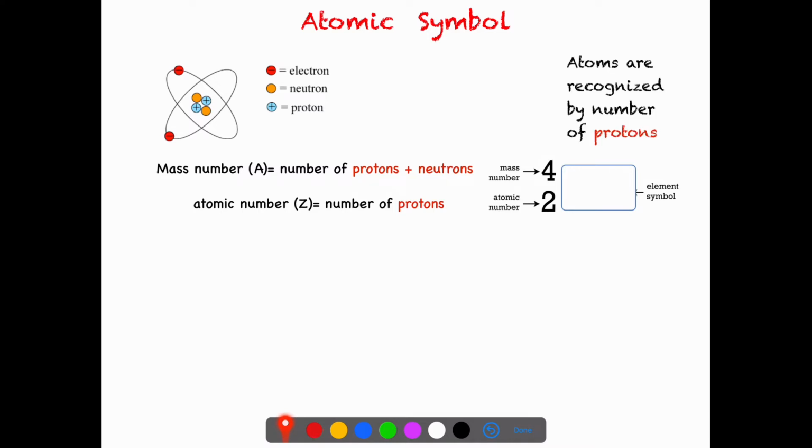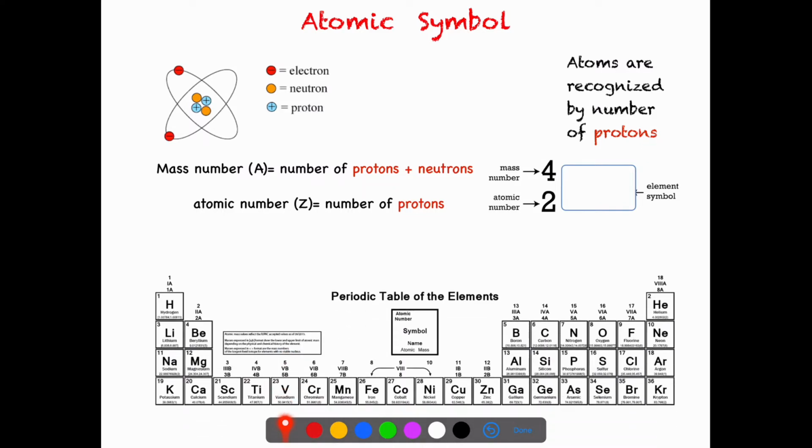Well, atoms are recognized by number of protons. If you look at a periodic table, the number of protons, or in other words, the atomic number, is written on the top. So an atom with 6 protons would be carbon. An atom with 4 protons would be beryllium. An atom with 33 protons would be arsenic. That's how you recognize an element. So in this case, this atom has 2 protons. Its atomic number is 2. So our element is helium. So that will be our symbol.